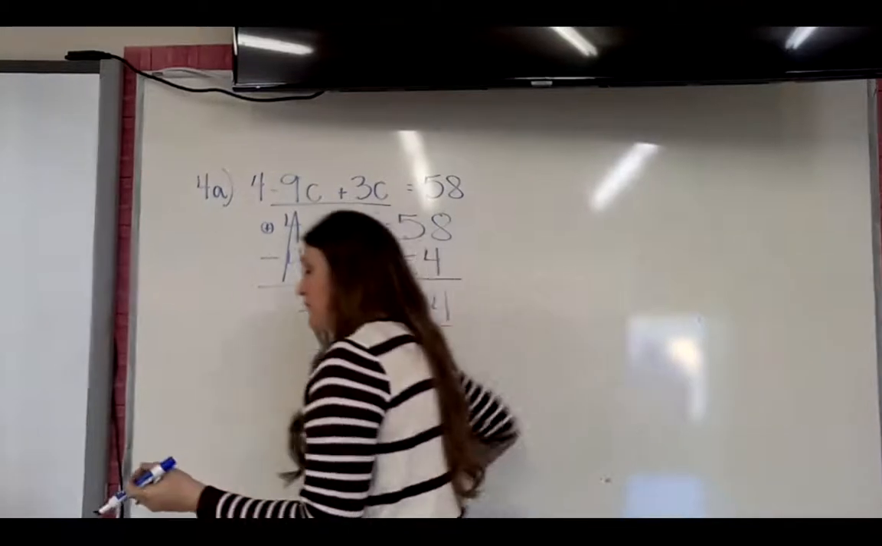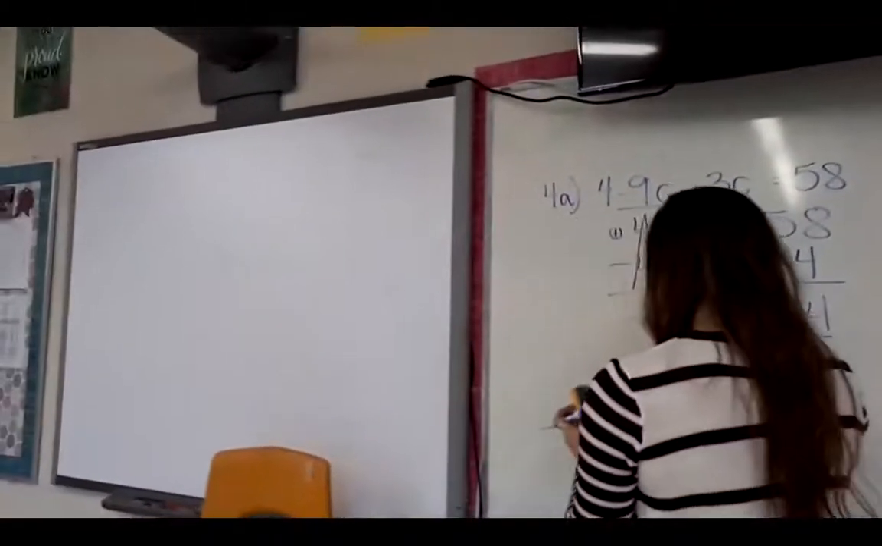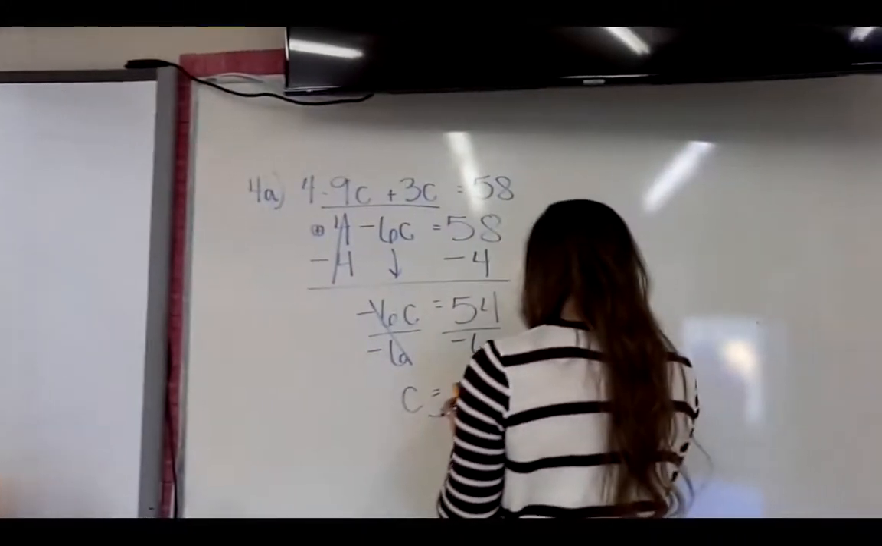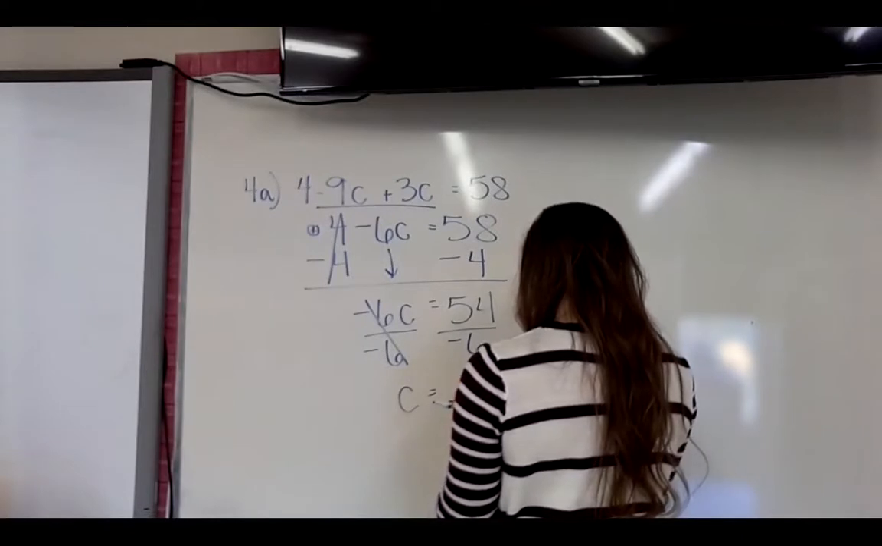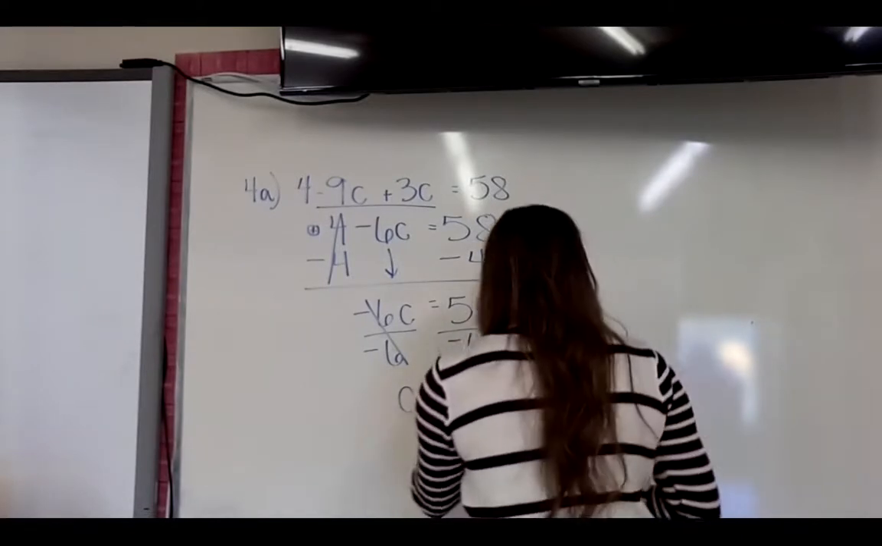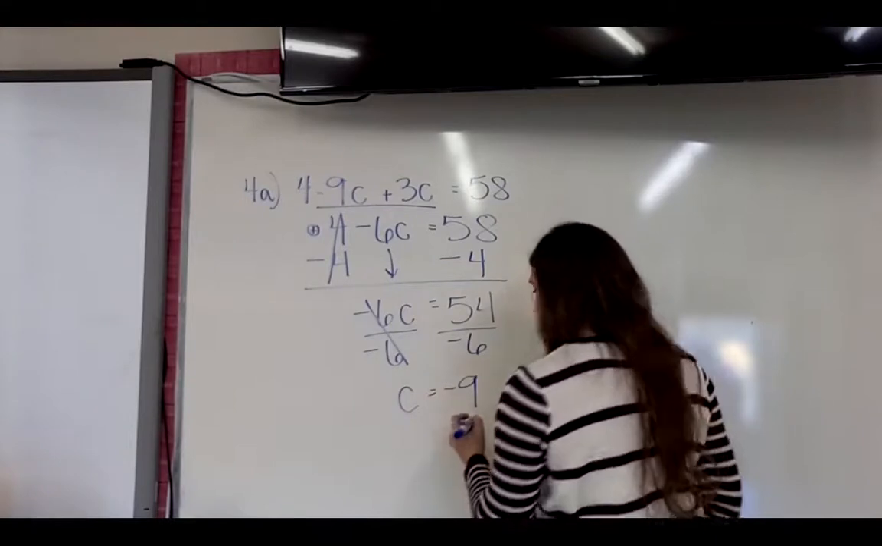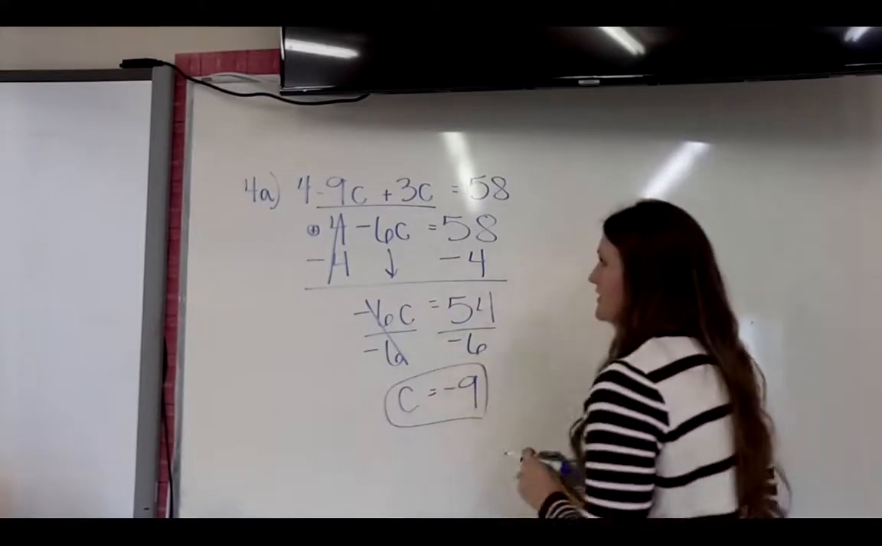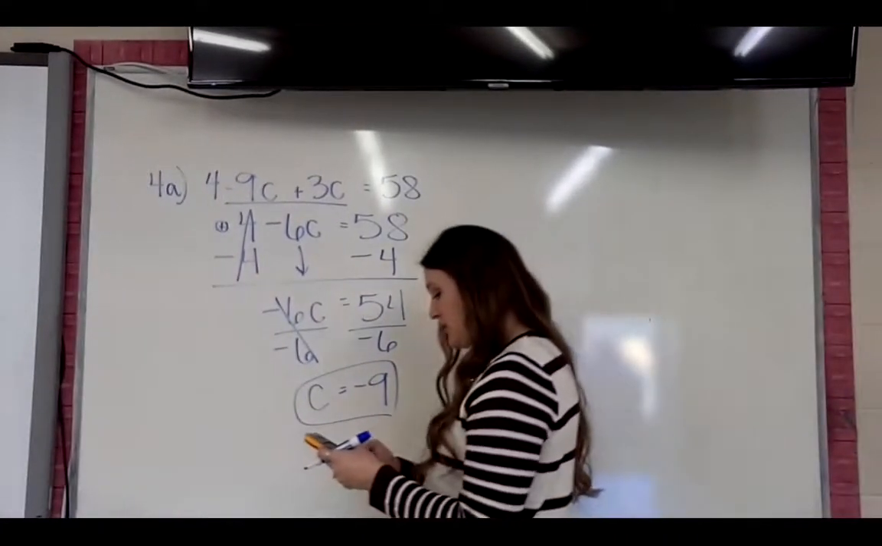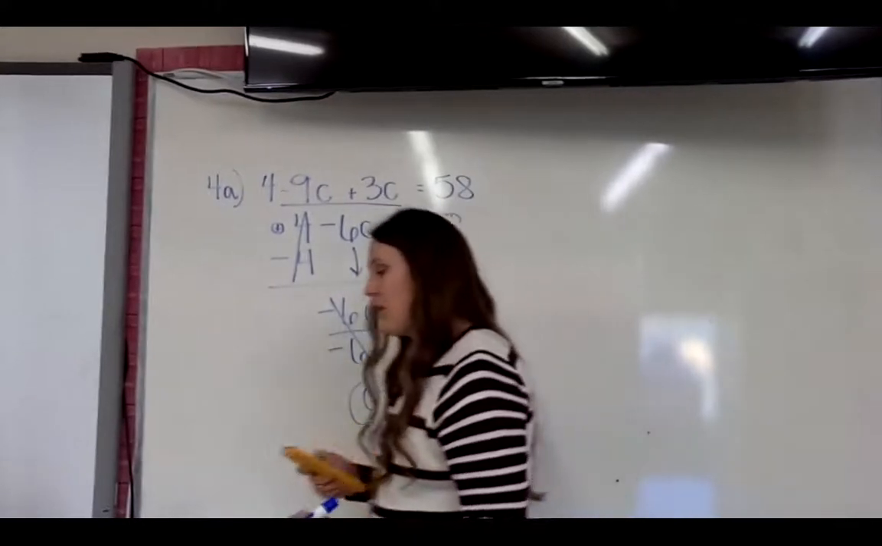I honestly can't remember what that equals. So, negative 54, positive 54 divided by negative 6. Negative 9. Duh, I had a blonde moment. C equals negative 9. So that was the last example in this section.